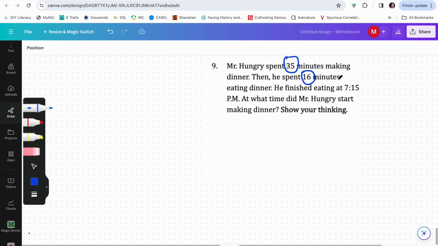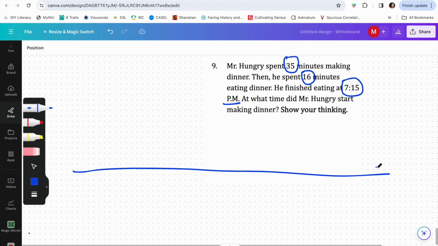So I'm going to circle all of these important bits of information, and I hope that you're imagining this happen just like you would any story that you're reading, because this really is a story problem. So are you guys imagining him making dinner? Maybe he's making a big feast in his kitchen. He's making probably a mess.